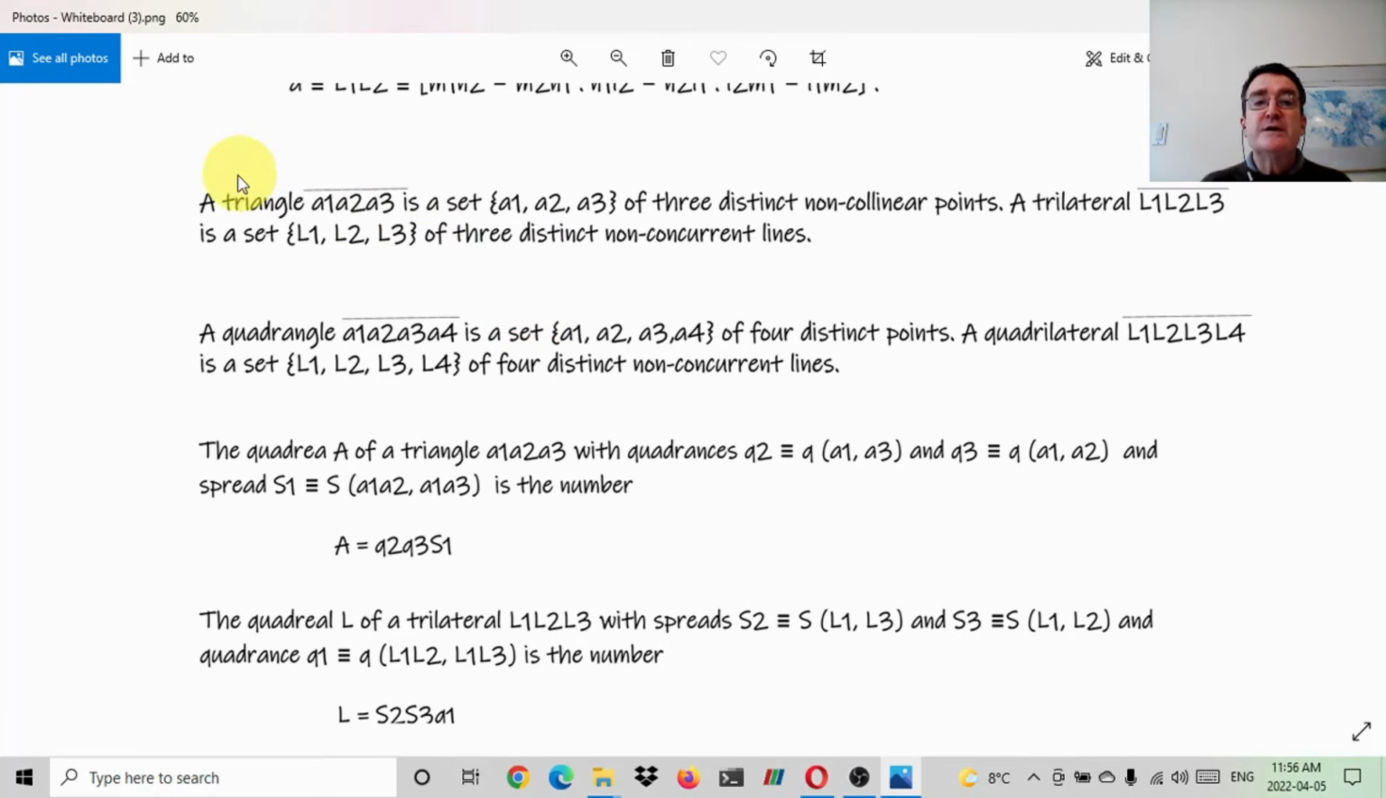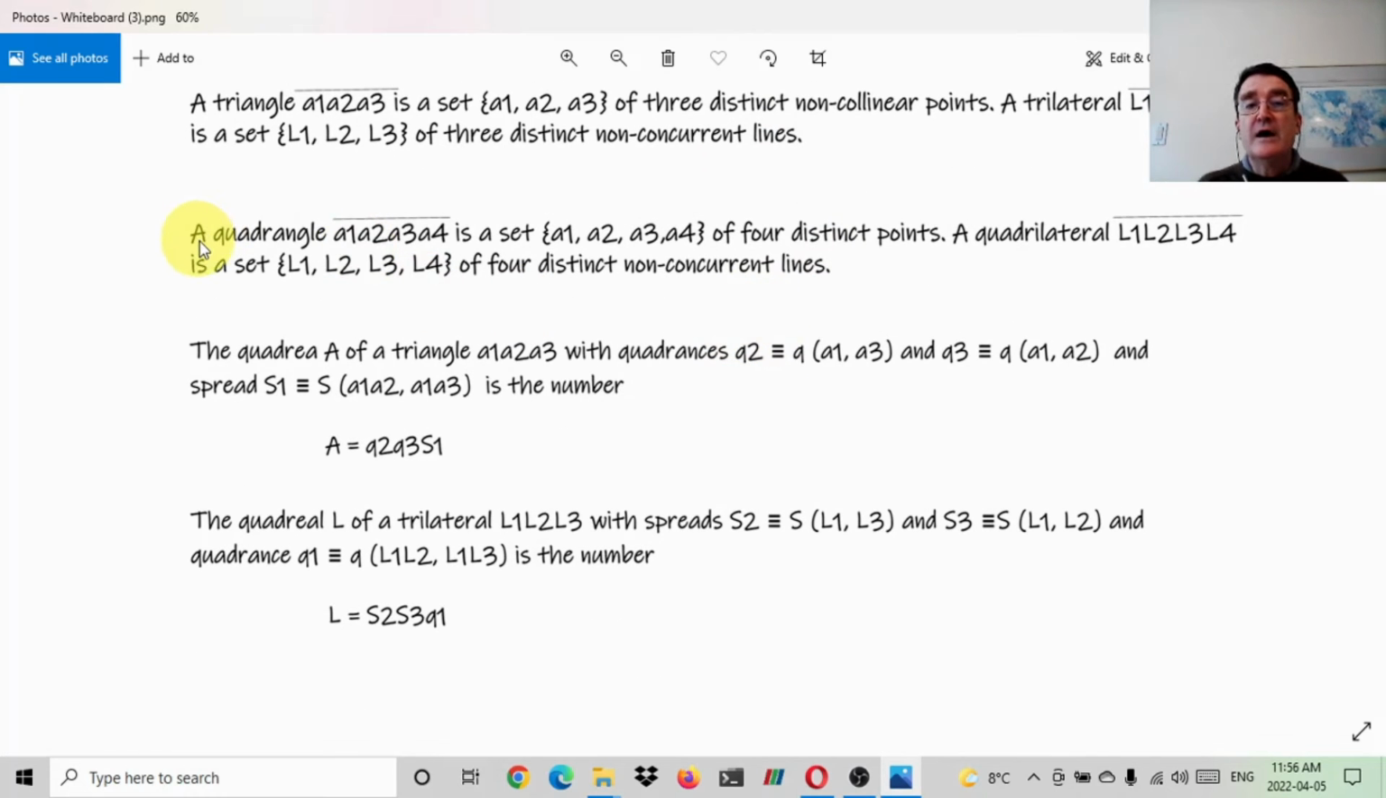Some more definitions. A triangle A1A2A3 is a set {A1, A2, A3} of three distinct non-collinear points. A trilateral L1L2L3 is a set {L1, L2, L3} of three distinct non-concurrent lines. A quadrangle A1A2A3A4 is a set of four distinct points. And a quadrilateral L1L2L3L4 is a set of four distinct non-concurrent lines.